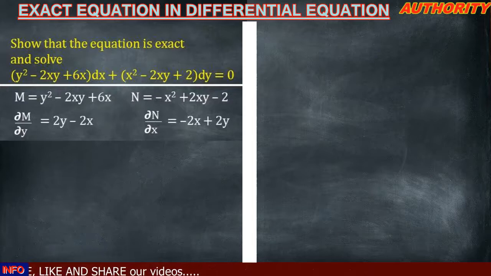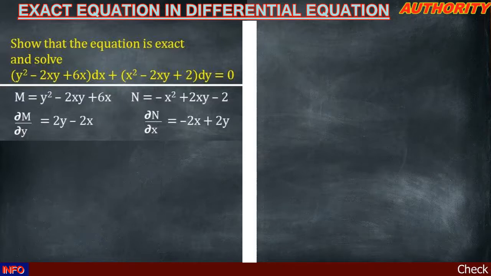All right, good. Now, again, let's also differentiate this N partially with respect to x. That means the partial derivative of N with respect to x is equal to, when we differentiate minus x squared, it's going to give us minus 2x. And then when we differentiate 2xy, it's going to give us plus 2y. And then minus 2 is a constant. When we differentiate, it's going to give us 0. So the partial derivative of N with respect to x is equal to minus 2x plus 2y.